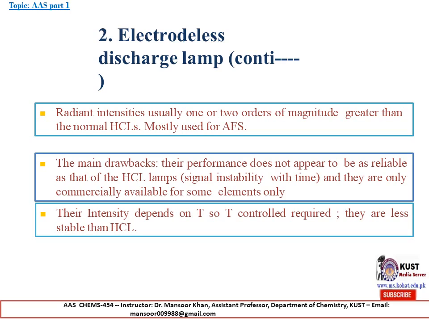As I told you at the start, the most successful, the most famous line source is the hollow cathode lamp. We use the electrodeless discharge lamp, but it is less famous among scientists, and they are only commercially available for some elements, like selenium and arsenic. So its application is not as wide as that of the hollow cathode lamp. Their intensity depends on temperature, so control is required. They are less stable than the hollow cathode lamp, so their application, stability and favoritism is low compared to the hollow cathode lamp, and still the hollow cathode lamp is the best choice for the scientist.